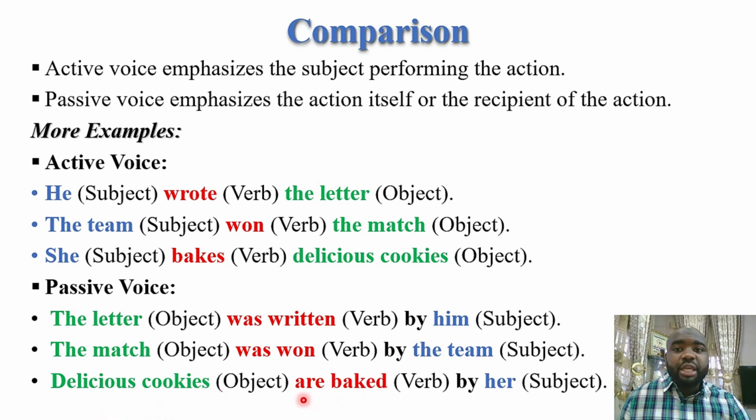Delicious cookies are baked. Infinitive verb to be, here we have the present, since the idea is she bakes delicious cookies, meaning it's habitual, it's her daily job, it's her daily routine, it's what she does. So now the infinitive verb to be will be the present, which will be are, since we are talking about delicious cookies. All right, they are baked, past participle, plus by, then plus her, which will be the pronoun in object position.